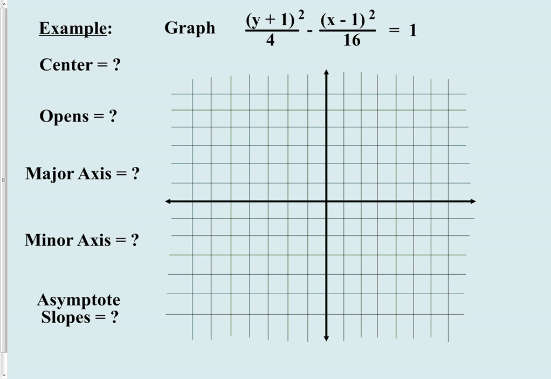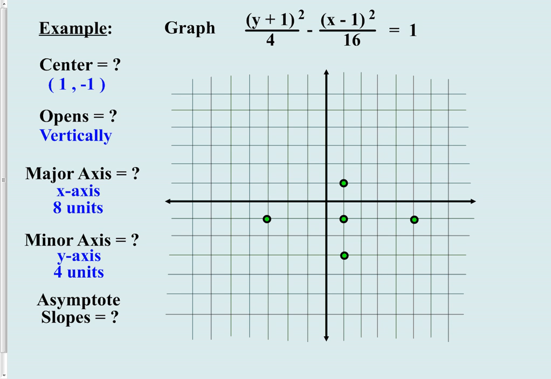The center of our graph lives at (1, negative 1). The opening direction of the graph always follows the positive term, which is the y. So this time our graph is traveling vertically. Our major axis, very obviously, is the x-axis. Its length will be 8. Our minor axis is our y-axis. There are our 2 points at the end of the major axis, 8 units apart. Our minor axis length is 4 units, so in the y direction, 2 units up, 2 units down, there's 4 units.